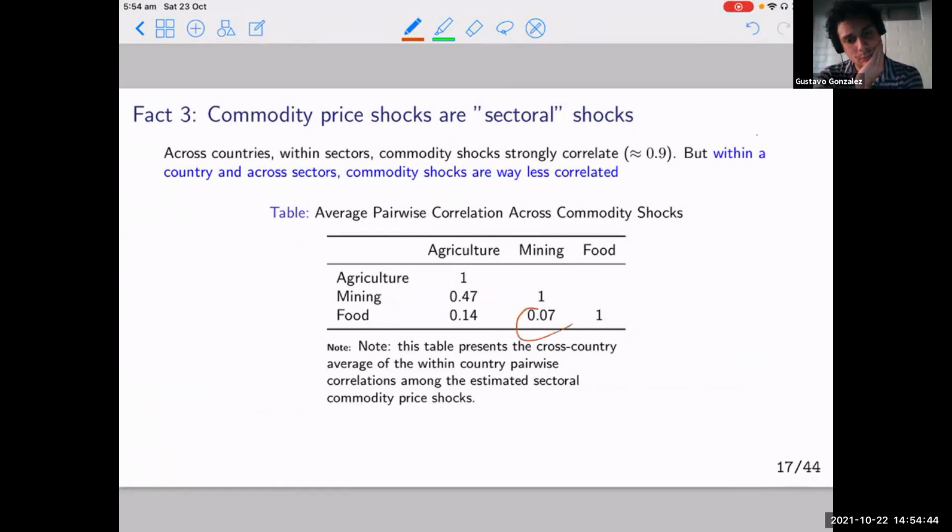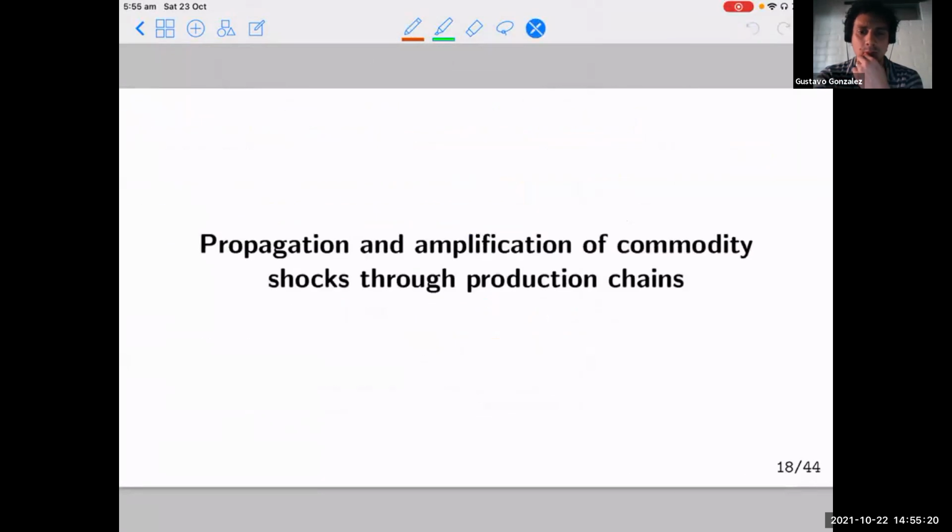For example, the pairwise correlation between food shocks and mining shocks is very small. These are processed foods, right? So more complex types of oils or meat or products that are related to food. They have a relatively low correlation with agriculture. Similar between mining and agriculture, although that is relatively higher than the other one. But it's still much lower than the cross-country correlation, which is about 0.9, as highlighted by Fernandez and others as well.